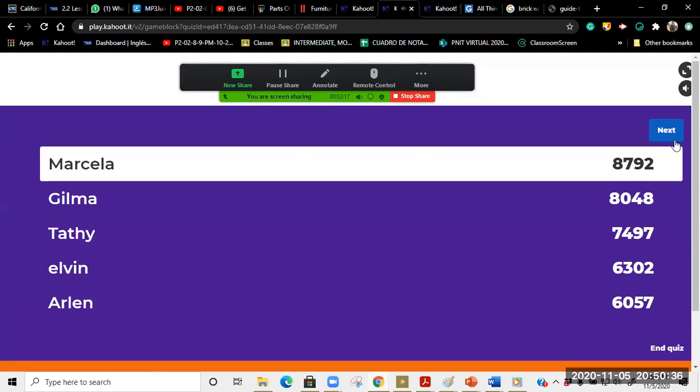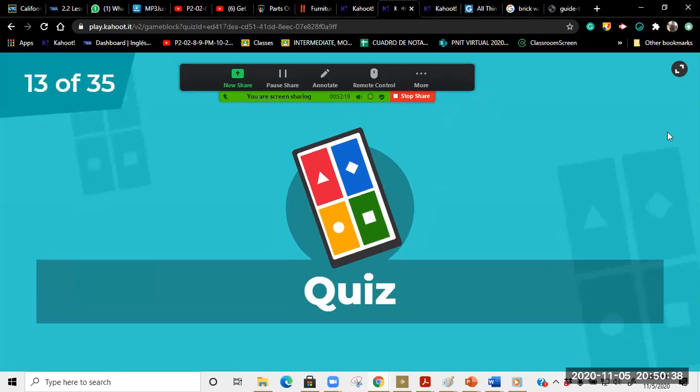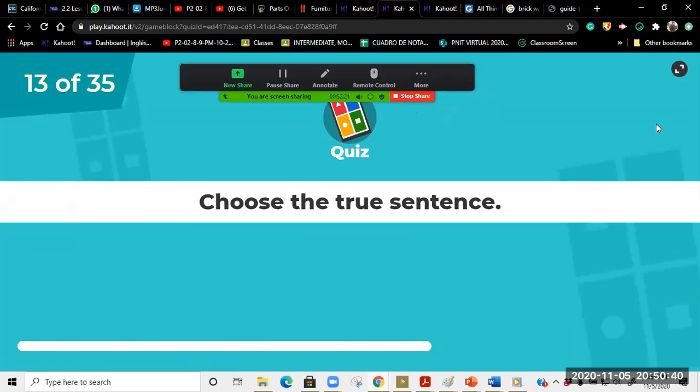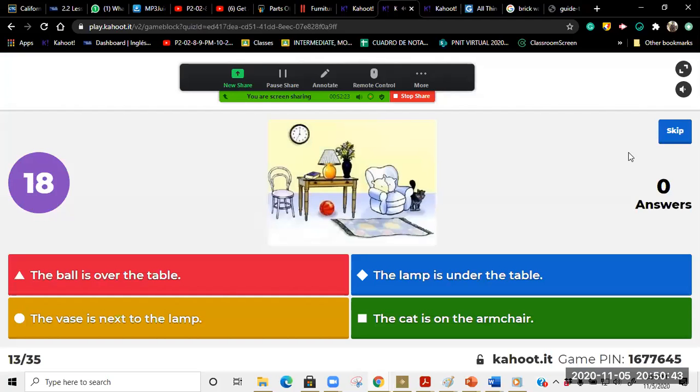Señor, señor, señor. Choose the true sentence. Escojamos la oración correcta. The ball is over the table. The vase is next to the lamp. The lamp is under the table. The cat is on the armchair.